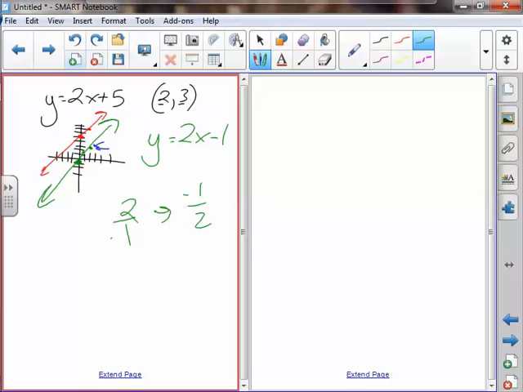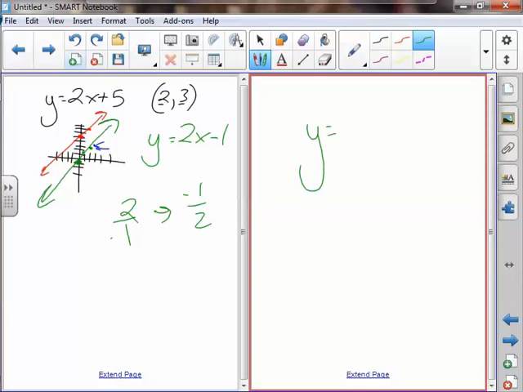So now we have y is equal to negative 1/2 x plus b. Okay, and so how do I continue this now? Plug in x and y.